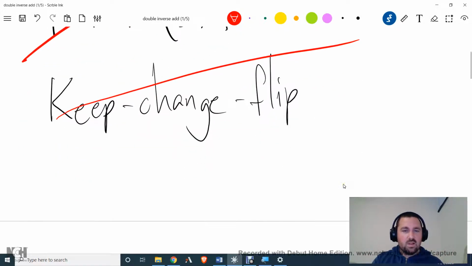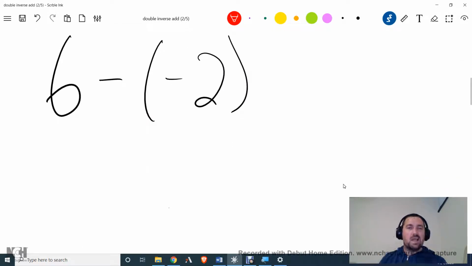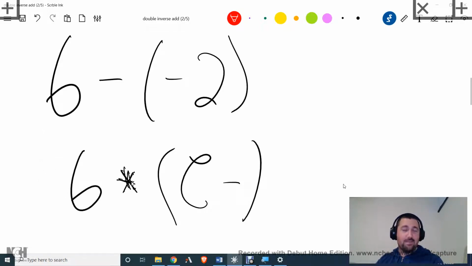So let's say we have an expression like this, 6 minus negative 2, and we want to simplify that. And maybe you're feeling a little bit like, how do I subtract negative? What does that even mean? And maybe you're like, oh, I'll just keep, change, flip it. Look, I'll keep the 6 and I'll change subtraction to be multiplication. That's changing. And then I'll take this 2 and I'll flip it over. Yeah, it doesn't do anything. That's why we hate keep, change, flip.